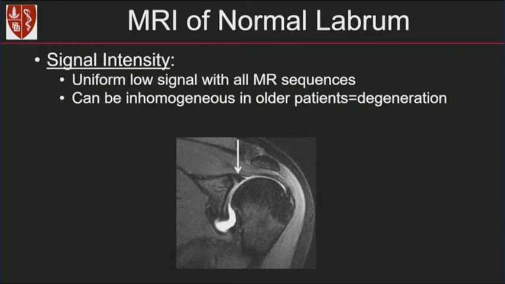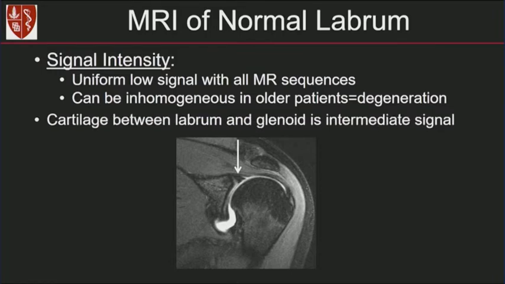The signal intensity of the labrum should be uniform, low signal with all MR sequences. In older patients, you can have inhomogeneous signal due to degeneration. So here we have a coronal MR image showing the superior labrum with homogeneous dark signal intensity.